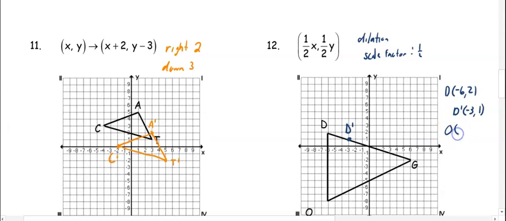O is at (-6, -8). So O prime is going to be at (-3, -4). And G is at (6, -2). So G prime is going to be at (3, -1). And then we can connect our points to form our triangle.